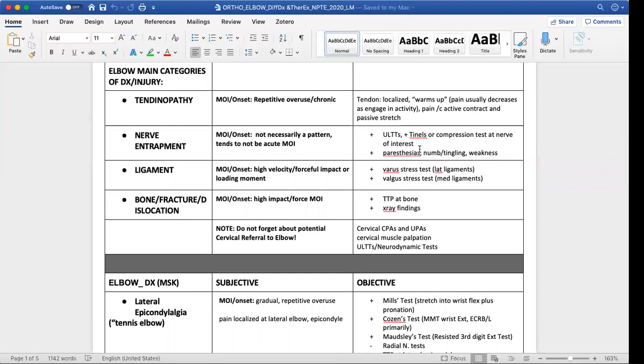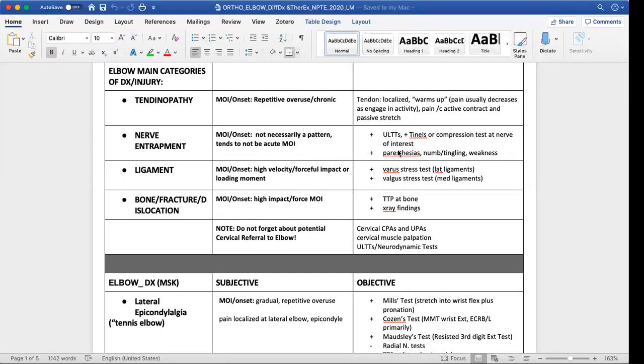The other thing that we see at the elbow commonly is nerve involvement. The three major nerves to the more distal upper extremity are the median nerve, ulnar nerve, and radial nerve. Because they pass across the elbow, sometimes we'll see nerve entrapments at the elbow. The mechanism and onset is not necessarily within a specific pattern, and it doesn't tend to be traumatic or acute, but it also doesn't tend to follow a really specific pattern of injury. So that might be a little bit hard to localize.